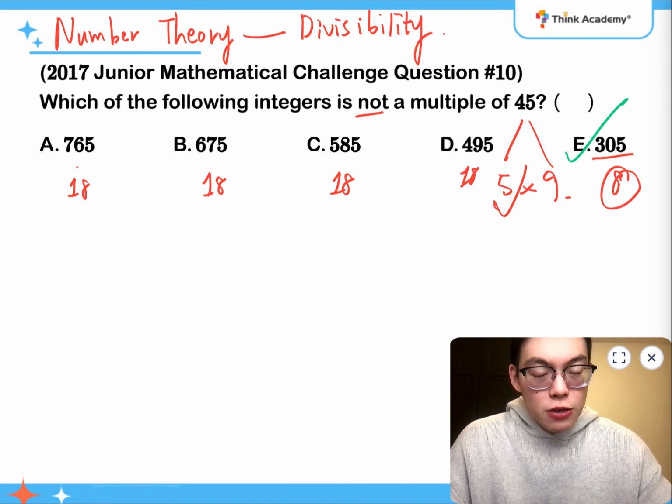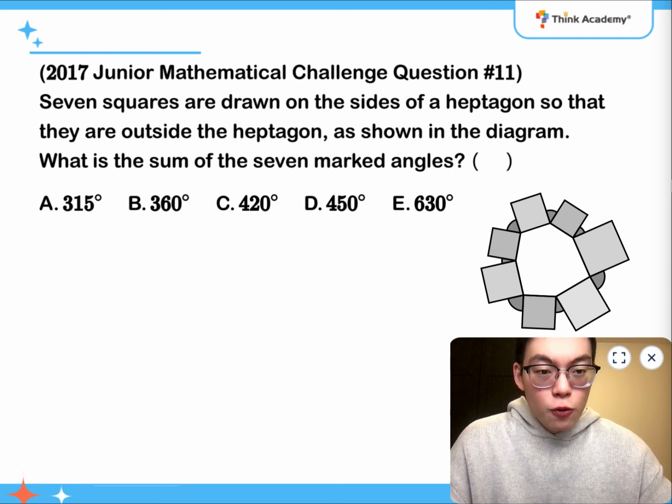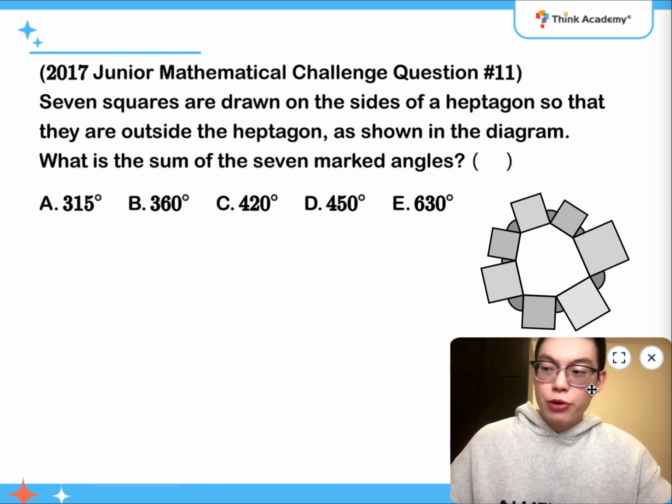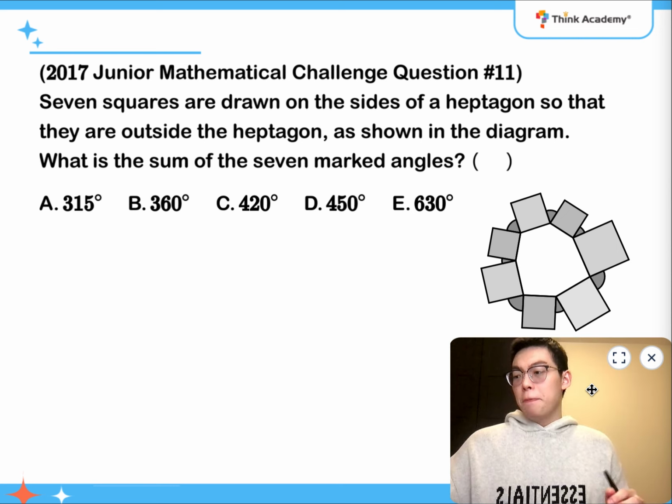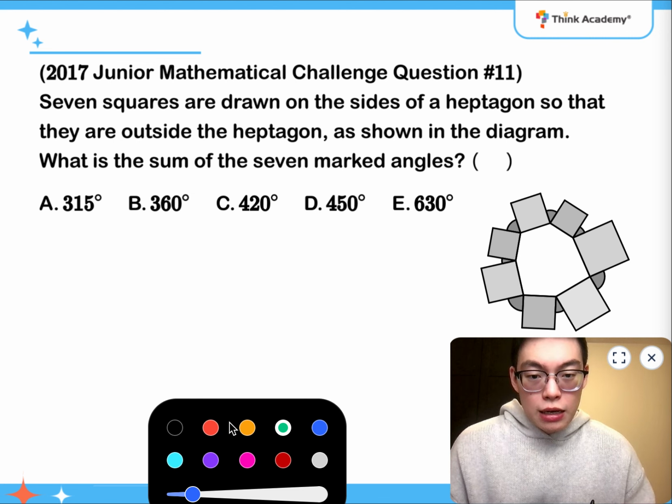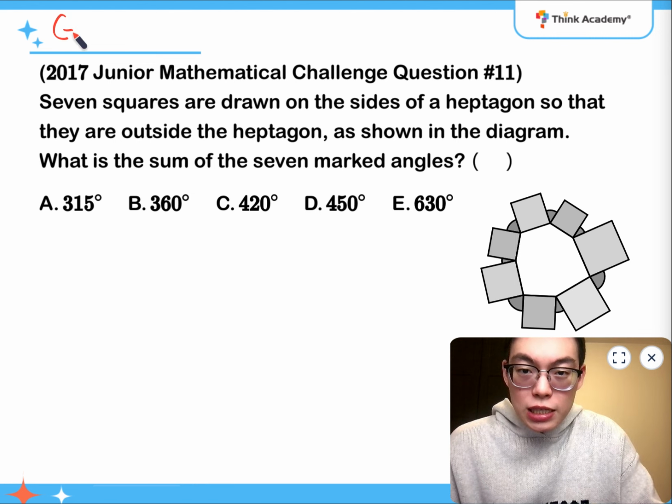Okay, so that's it for this question. Next we have question 11. So this is a pretty smart one. I would say that it's about the exterior angles in geometry.